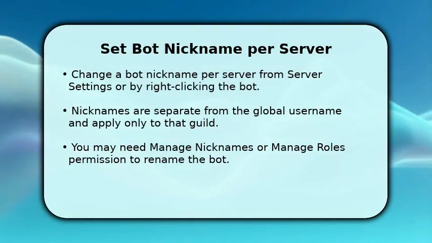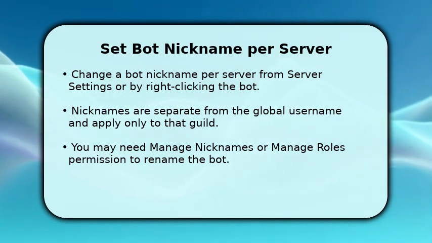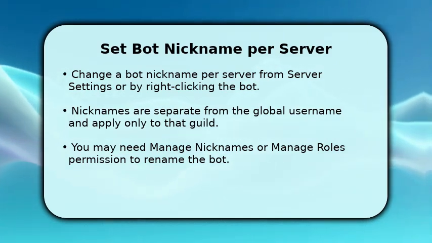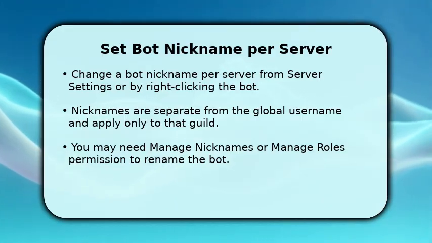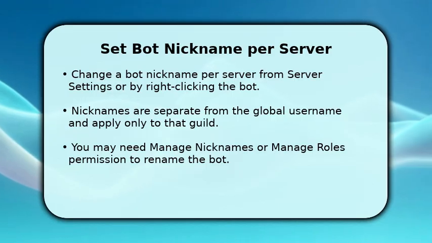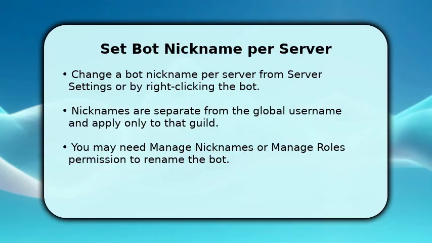Open the server where you want a different display name for the bot. Right-click the bot in the member list or the chat message to open context options. Choose Edit Server Profile or Change Nickname to set a guild-specific name. Remember that nicknames apply only in that server and do not change the global application username.